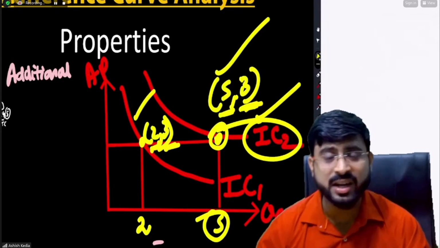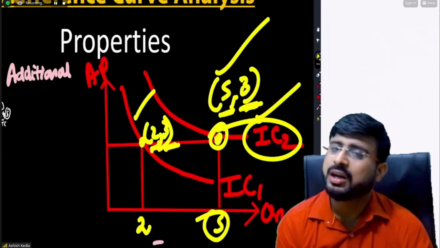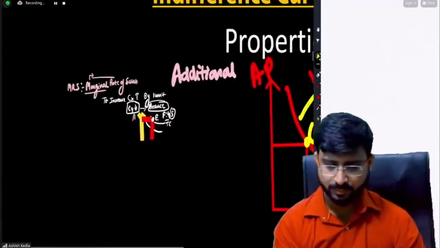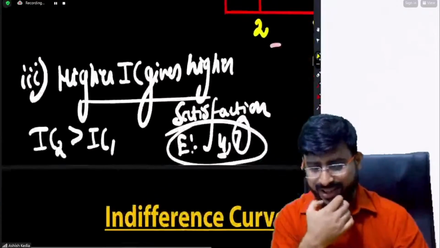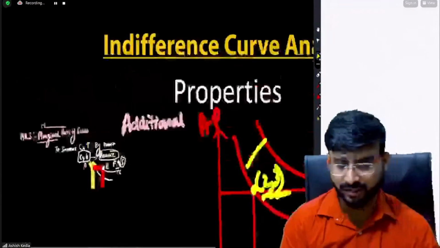Yes. That is why we say IC2 from a consumer's point of view is better. I hope it's crystal clear now. This is what I was explaining: a higher indifference curve gives more satisfaction.